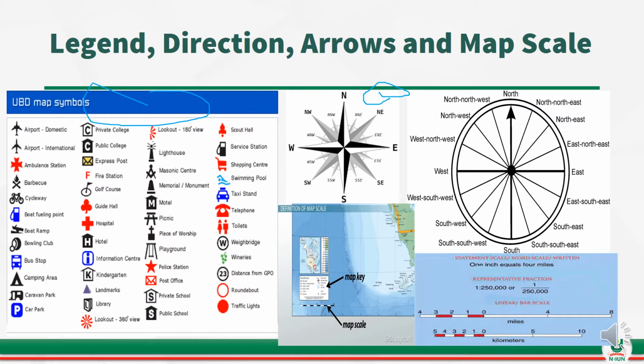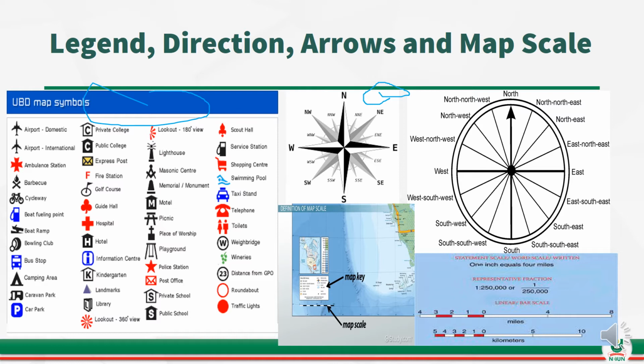You are either at the north, south, east, or west. Then you can see we have northwest, northeast, southeast, southwest. You can see them openly at this point where it is written out. All of them are very obvious. Now we have arrows. Arrows are the pointers at the directions.